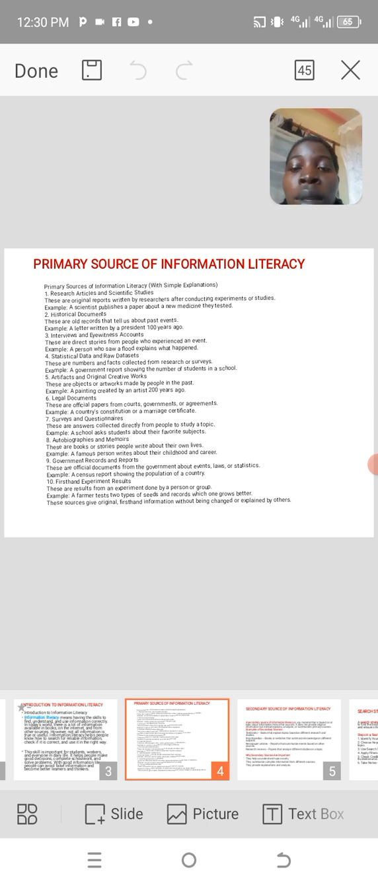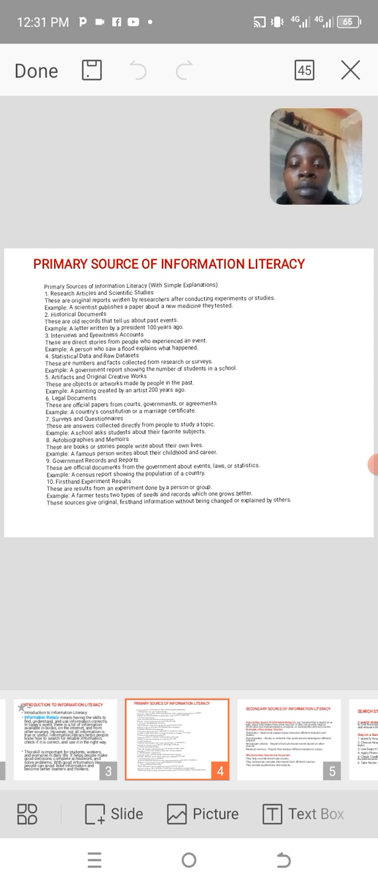Let us look at the second one, which is historical documents that contain information from the past. These are all records that tell us about events. For example, a letter written by a President 100 years ago.